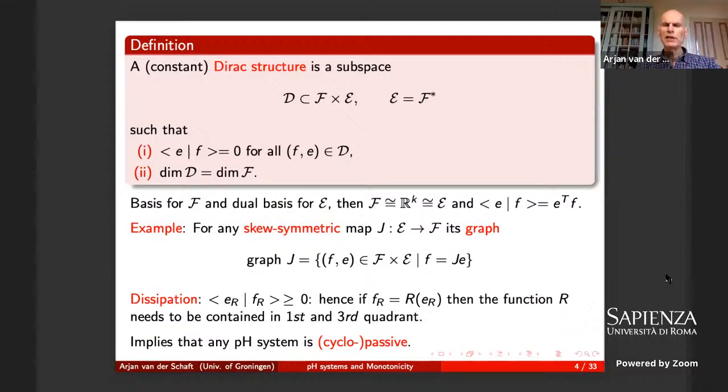And dissipation is also very easy. Dissipation means that we have laws such that the product of E_R and F_R, so the efforts and the flows entering into the energy dissipating elements, is always less than or equal to zero. All this implies that any port-Hamiltonian system is passive or cyclo-passive, and that the Hamiltonian function is a storage function.